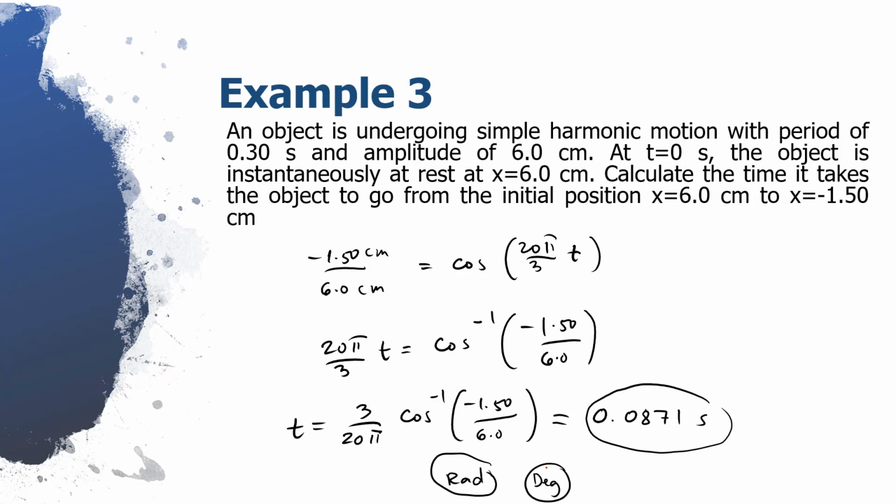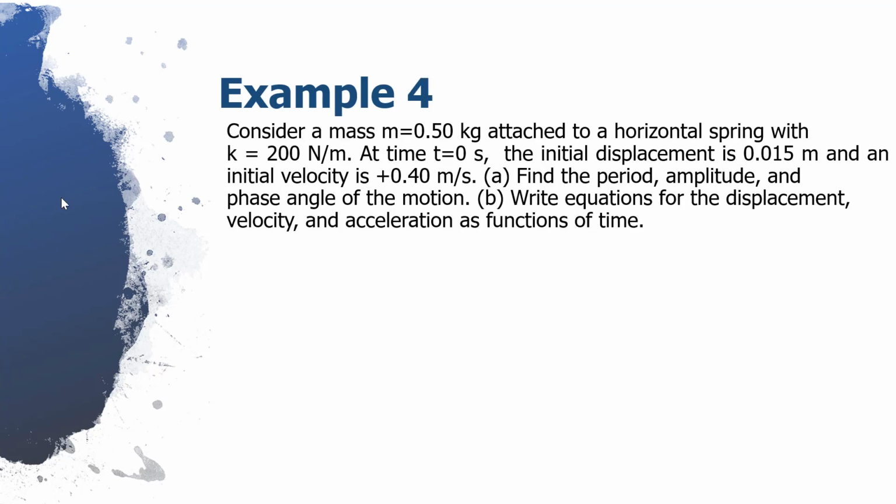Okay, another example. Consider a mass of 0.5 kilograms attached to a spring with k equals 200 Newton per meter. At time equals 0, the initial displacement is 0.015 meters and initial velocity is 0.40 meters per second. Question A: find the period, amplitude, and the phase angle of the motion. And letter B: write equations for displacement, velocity, and acceleration as functions of time.